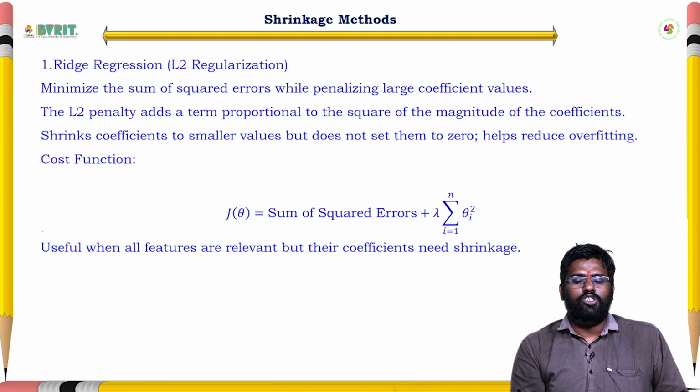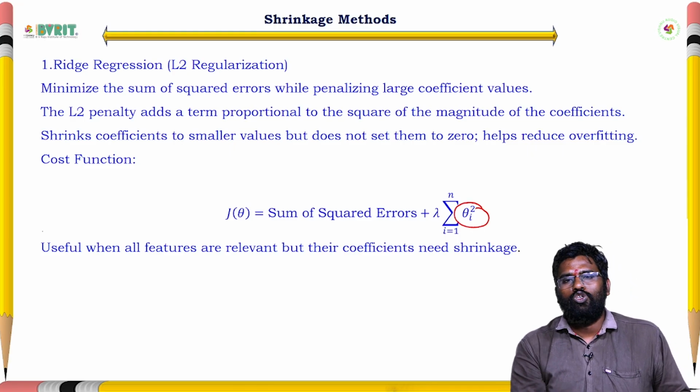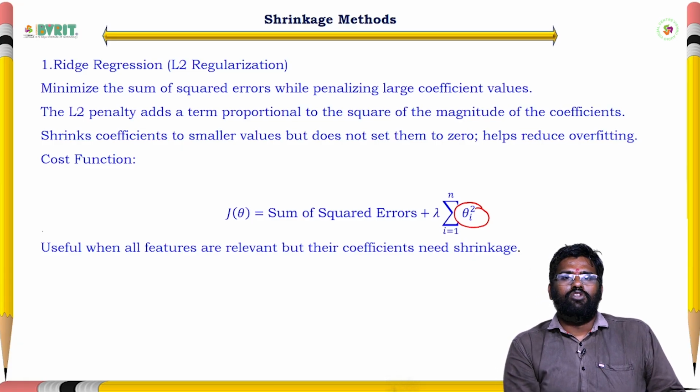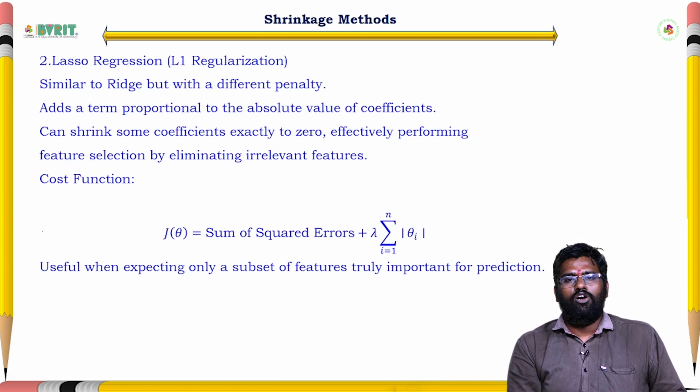Next one is ridge regression. Ridge regression is also one of the types of shrinkage method, as I already mentioned. So, the sum of squared errors plus lambda times theta squared. It is used to find the L2 penalty term. It is mainly used to handle overfitting and underfitting conditions. So that is about ridge linear regression.